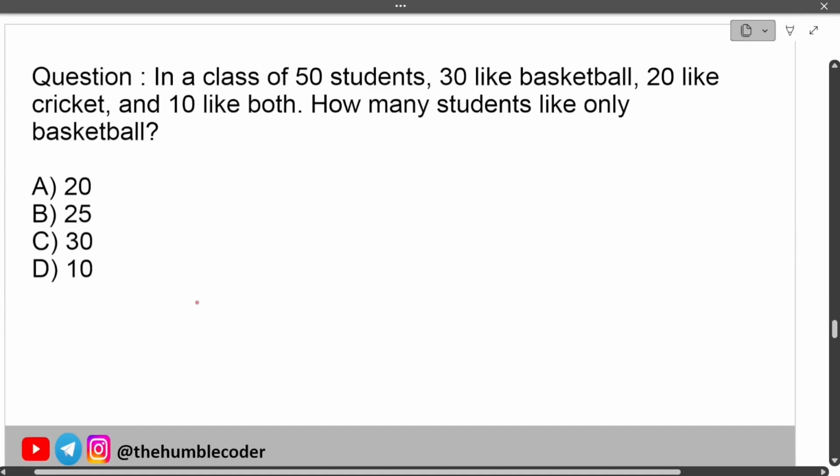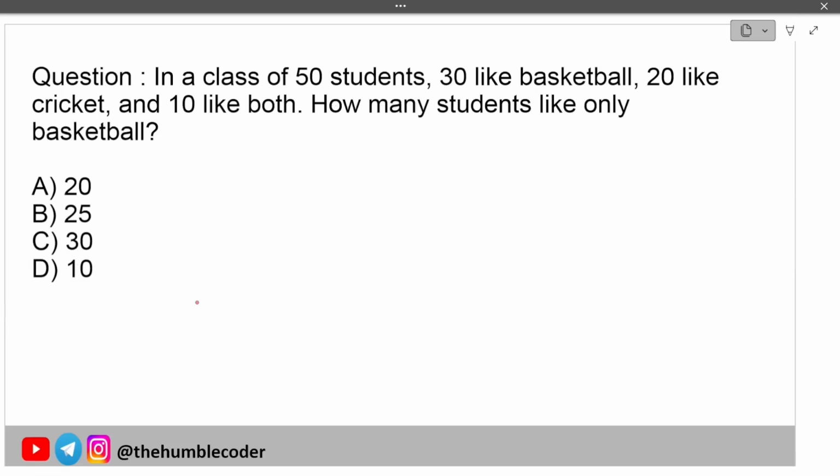In a class of 50 students, 30 like basketball, 20 like cricket, and 10 like both. How many students like only basketball? So these kinds of questions are also very common. So see, total students are what? 50, and who likes basketball is what? 30. Okay. Now these are not the only ones who like only basketball. These are those who like basketball but might also like other sports. Okay. So you have to understand that. The ones who like cricket are 20 and both is what?